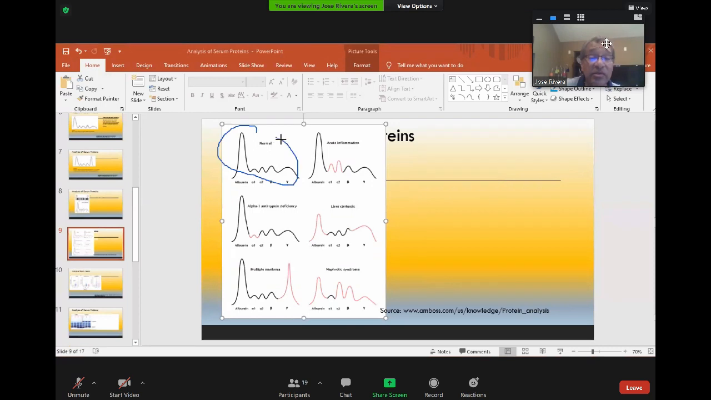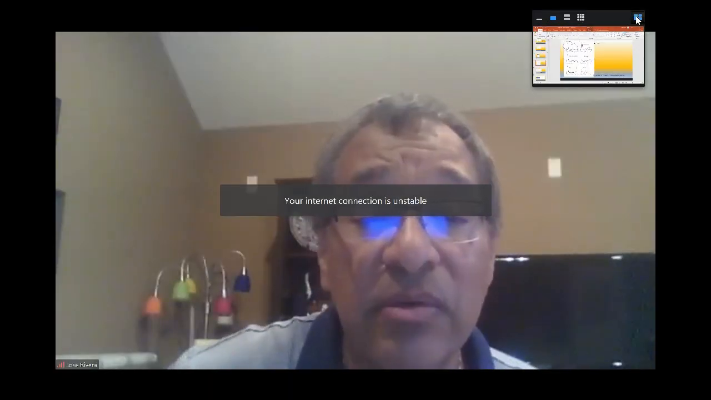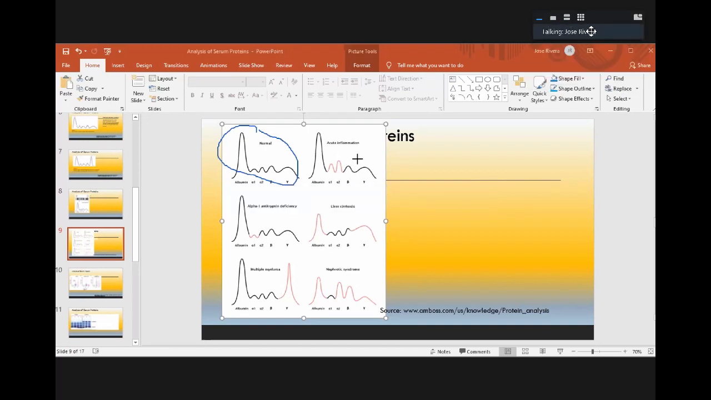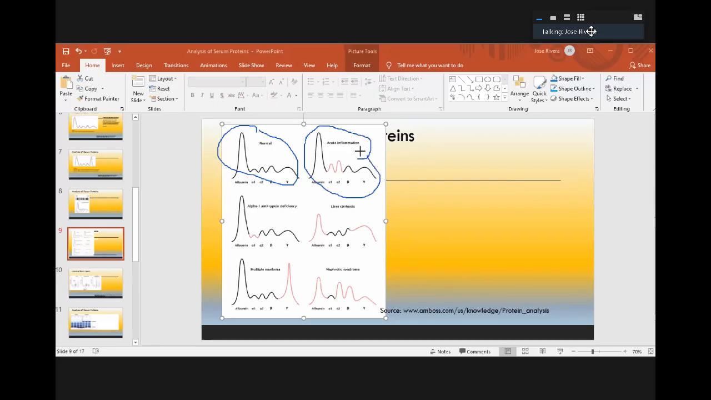You can get all kinds of conditions, but I don't want you to memorize them. All I'm telling you is that if the concentration of these proteins changes, you can get some type of medical condition. Like this one has to do with inflammation. These two, alpha 1 and alpha 2, are elevated. But you don't need to memorize these. This is just to show you. This person here has cirrhosis.